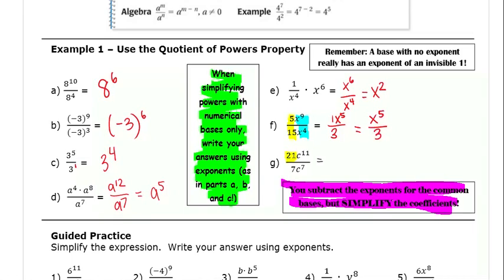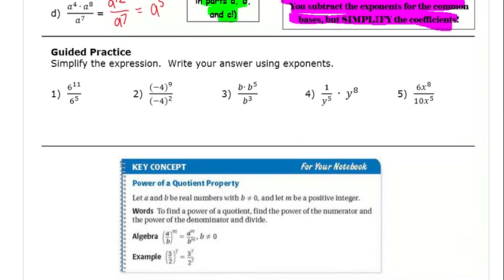In letter G, simplify your coefficients, then subtract the exponents on your bases. 21 divided by 7 gives you 3. 11 minus 7 is 4. And we have 3c to the 4th. Okay, try the guided practice. It should be pretty quick. So pause the video and replay when you're ready.